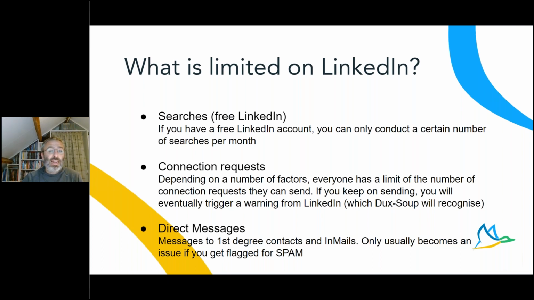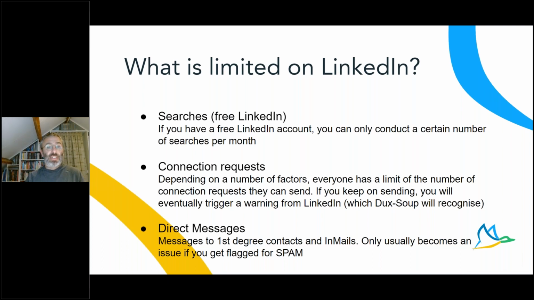You have a monthly limit as to how many searches you can carry out if you have a free account, so just be aware of that. The big one that everyone always talks about is connection requests. Every account has a limit, and the idea is always to work within that limit and within Dux-Soup. And within Dux-Soup, you have complete control over how many actions, i.e. connection requests, get carried out per day, what time of day, and how quickly. You do not want to be regularly triggering warnings.